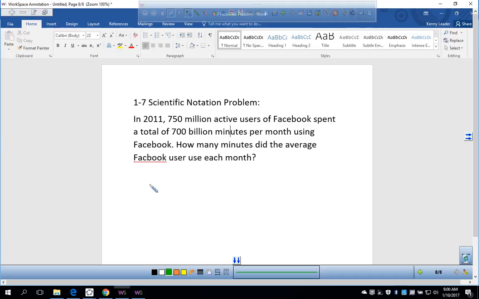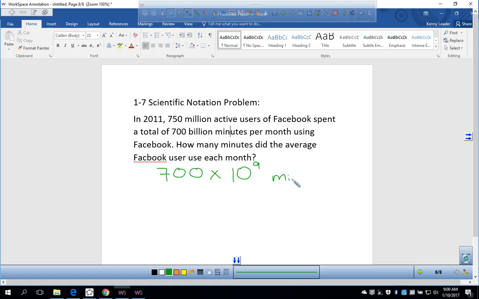It is a division problem. So what do I divide by what? Which goes on top, which goes on the bottom? 700 billion goes on the top. So it'd be 700 billion, because that's the total, and you want to see how much each person used, right? So if I have 700 billion minutes, I divide that by the number of users, 750 million. How do I write a billion in scientific notation? How many zeros does a billion have? 9. Okay? So it's 700 times 10 to the 9th.